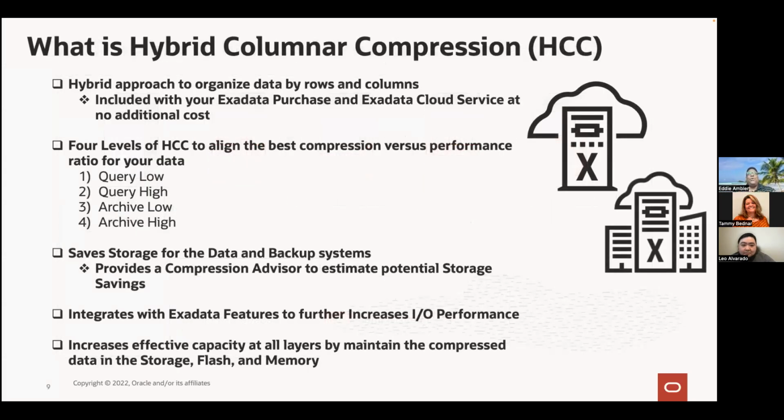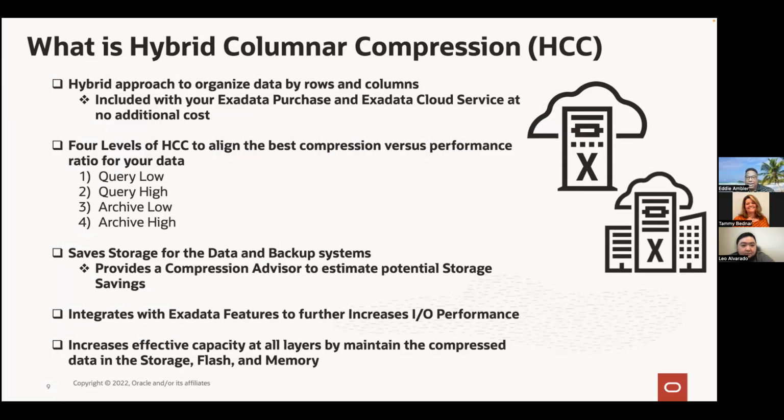Wow, we made it. What is hybrid columnar compression? The introduction of the Exadata database machine for the Oracle database included an additional compression technique known as hybrid columnar compression. Hybrid columnar compression, known as HCC, is an innovative method of organizing data within a database table that uses a combination of both row and columnar methods for storing the data. The hybrid approach achieves the compression benefits of columnar storage while avoiding the performance shortfalls of a pure columnar format.